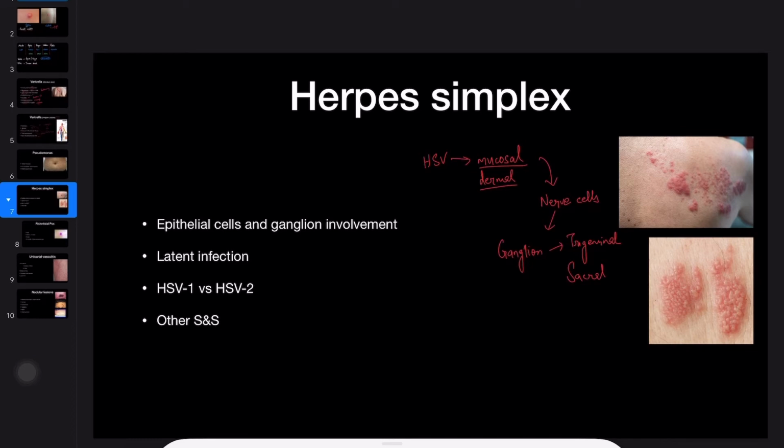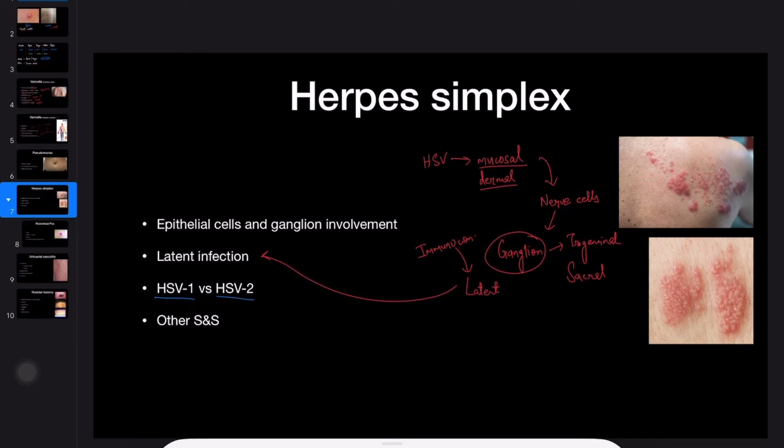Now, once it has reached the ganglion, it will stay latent here. If the patient is immunocompromised or undergoes a condition of stress, this latent infection will be reactivated, just like in varicella. So now let us discuss the differences between HSV1 infection and HSV2 infection.